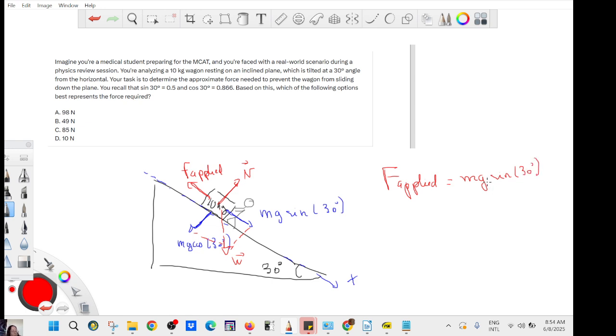And sine 30 degrees is going to be 0.5, right? So this is 0.5. So it's going to be the mass 10 times 10 times 0.5. So the force applied is about 50 Newton. I took g equals 10, but you can take it to be 9.8. So that B here, that's going to be the answer.